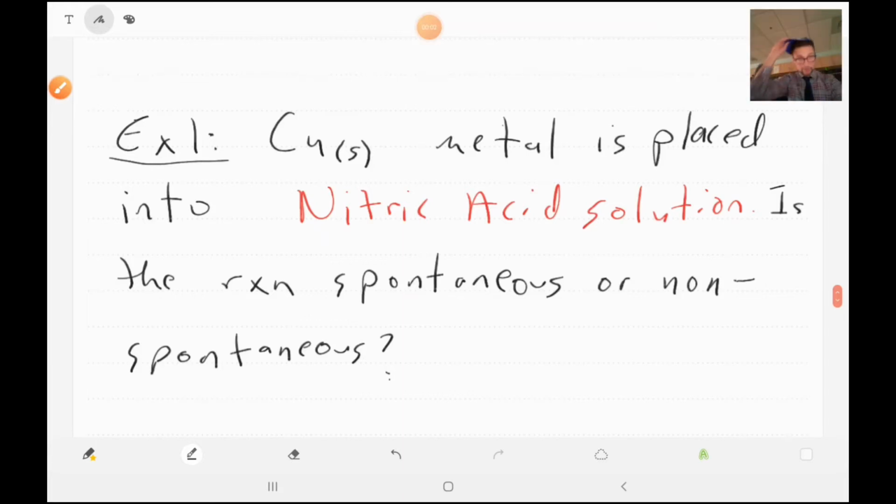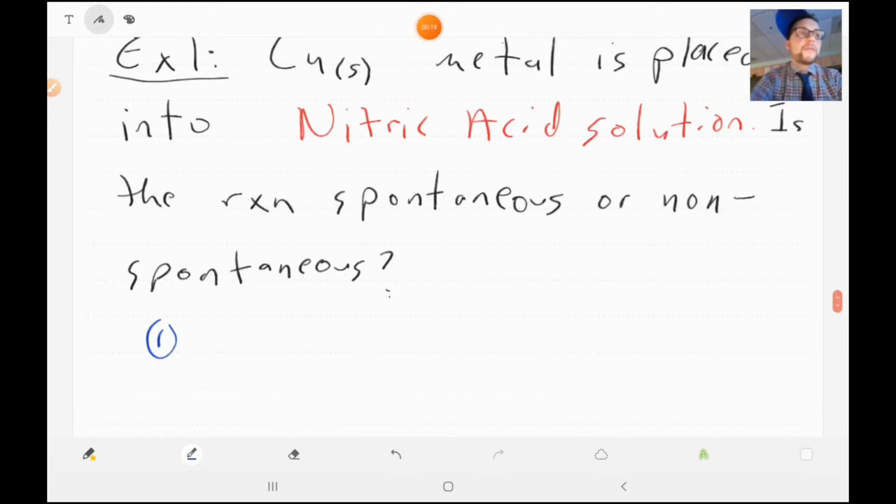So in our first example over here, we have copper solid, which is copper metal, is placed into a nitric acid solution. Is the reaction spontaneous or non-spontaneous? So we're going to apply the 5-step method in order to do this. The first step is going to be to list all ions, which is basically anything that's involved in the reaction.